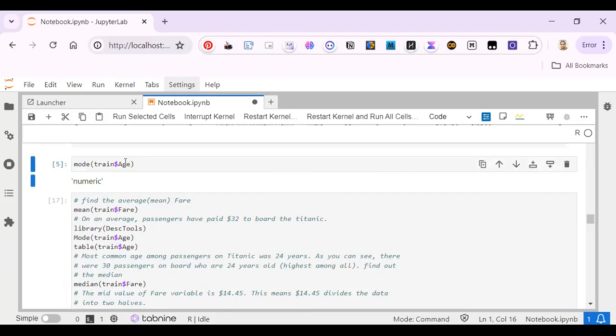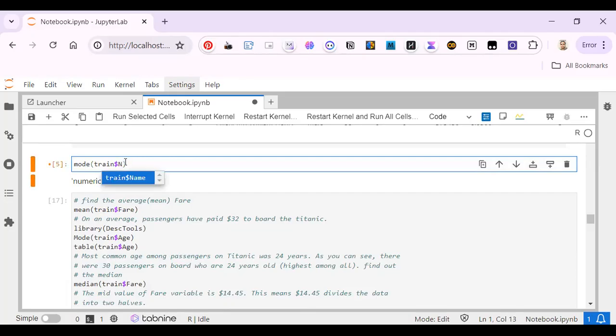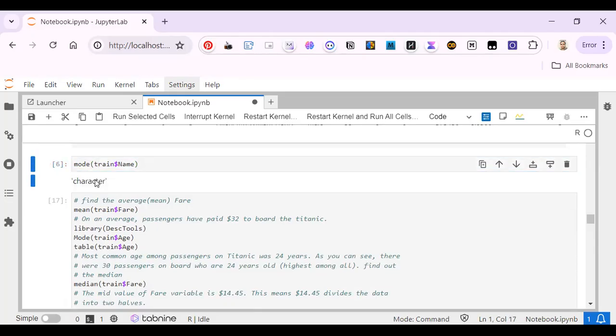Okay. Now go to your name the same way, and I just go to the name of the persons, right? So name I'm just typing, and it's given as character oriented. Yes, so that mode is different. This mode is different. This mode indicates the most repeatable entity.